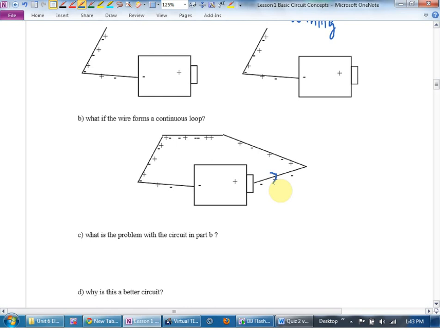Because here's the top of the ski lift. The skiers have lots of energy, and they have to end up at the bottom of the ski lift, so they have to end up with 0 volts.